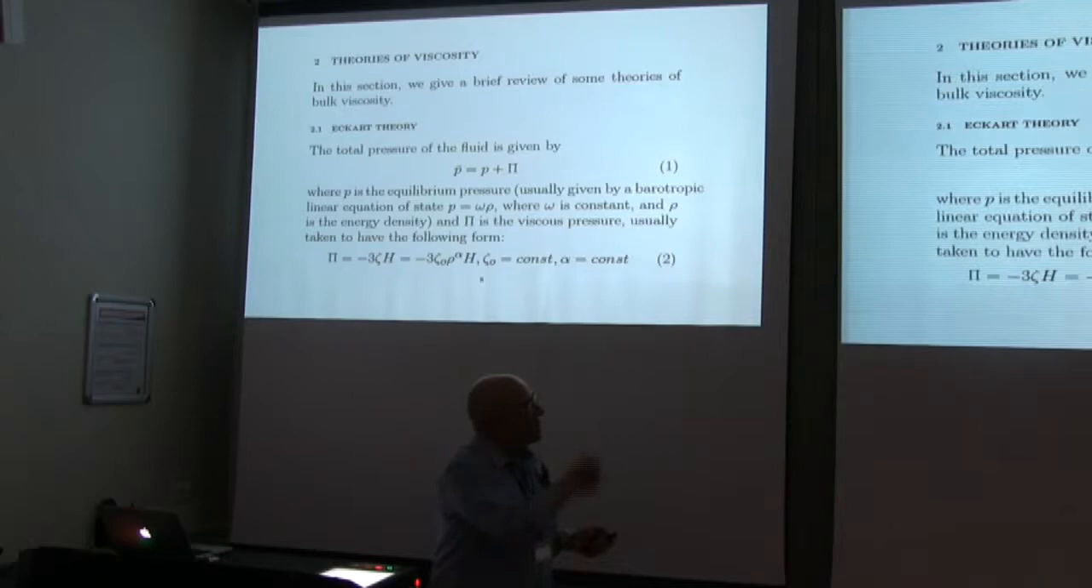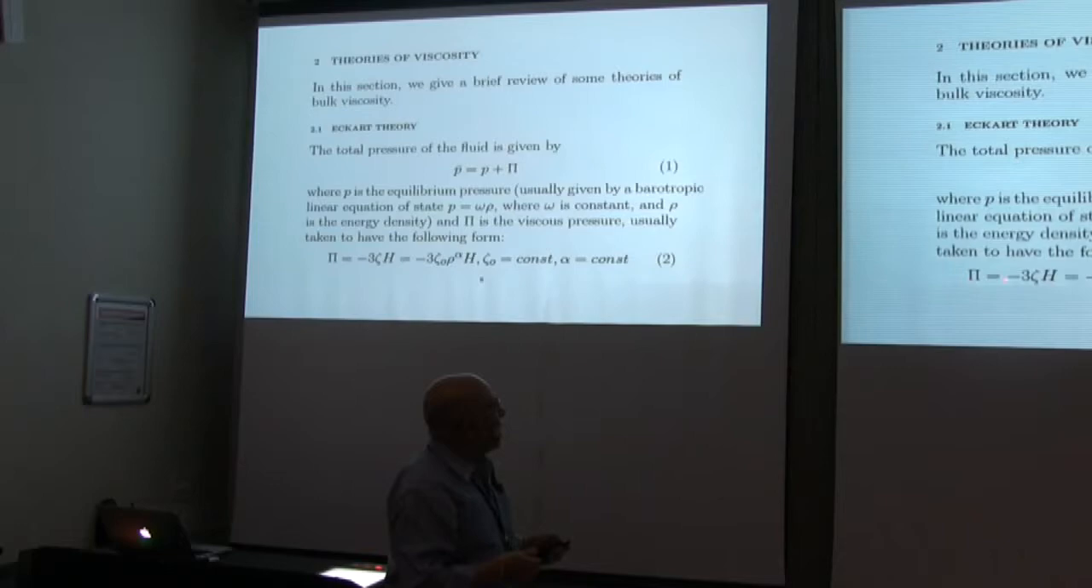In Eckart theory, it's usually taken to have this form here: pi is minus 3 zeta H, where zeta is the coefficient of bulk viscosity, and again, this usually is taken to be a power law form of the energy density, some constant times rho to the power alpha.